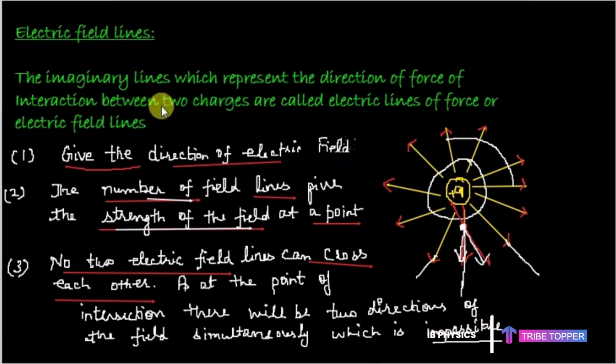And as the last property, you can also write that electric field lines, which we have already discussed, start from a positive charge and end at the negative charge, which you can also show by drawing.